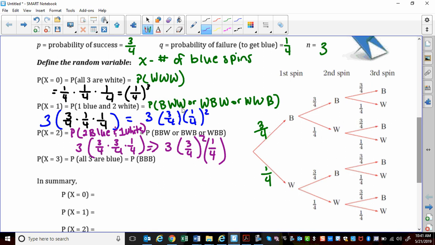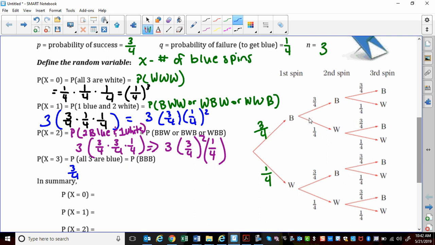We take 1 away from this term, and we give it to the second term. We take 1 away again, we give it to the second term. Okay, now let's find out what's the probability of getting all blues. So blue is 3 over 4.